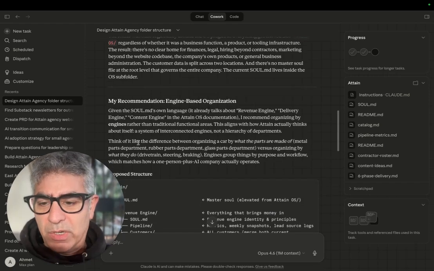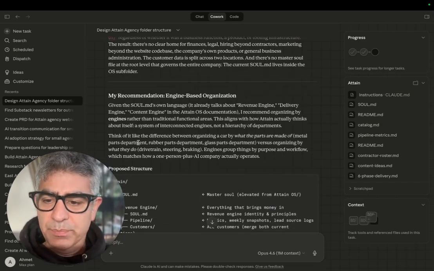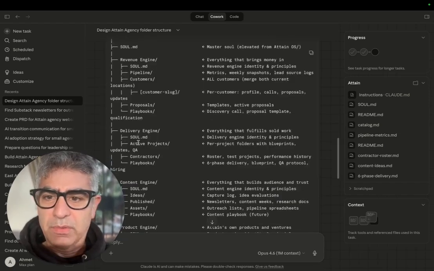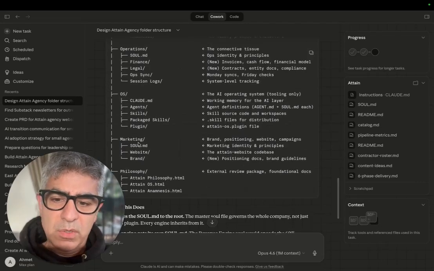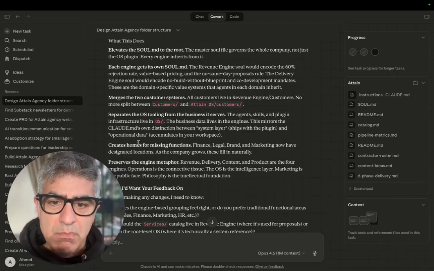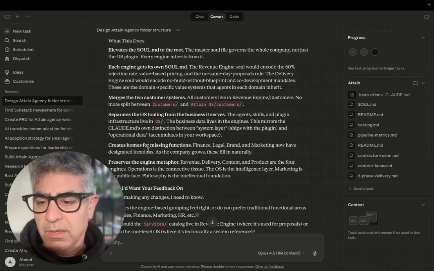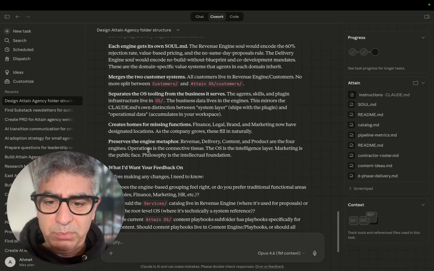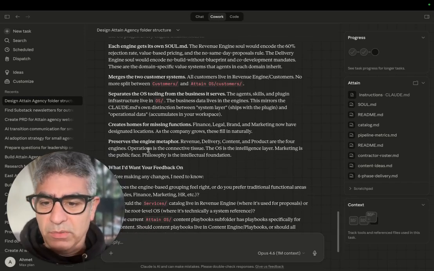And now it's recommending that we organize this along different engines, so revenue, content, product, and so on. So I'm going to have to review the structure that it's proposing first, see if it aligns with what I had in mind, and then make sure that I put some changes in place and that I experiment with this first before it builds everything out and moves hundreds of files around.